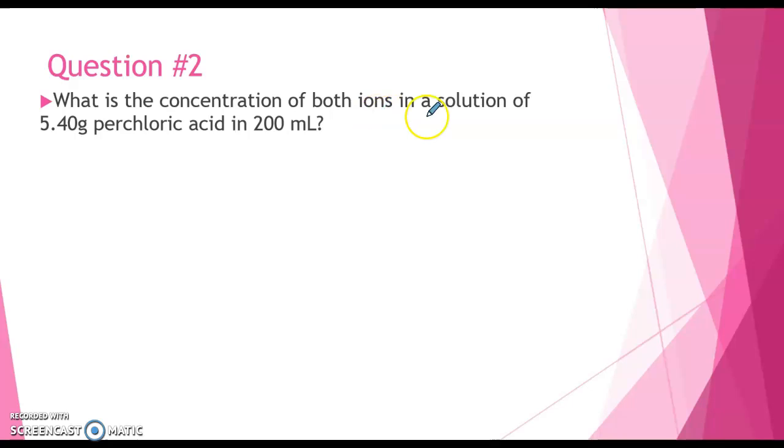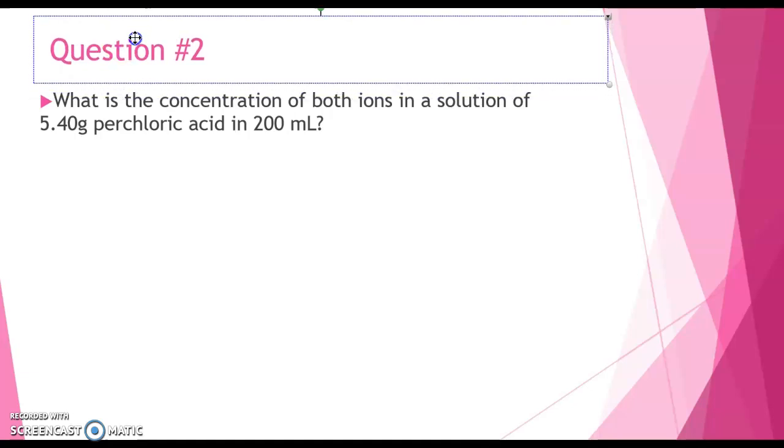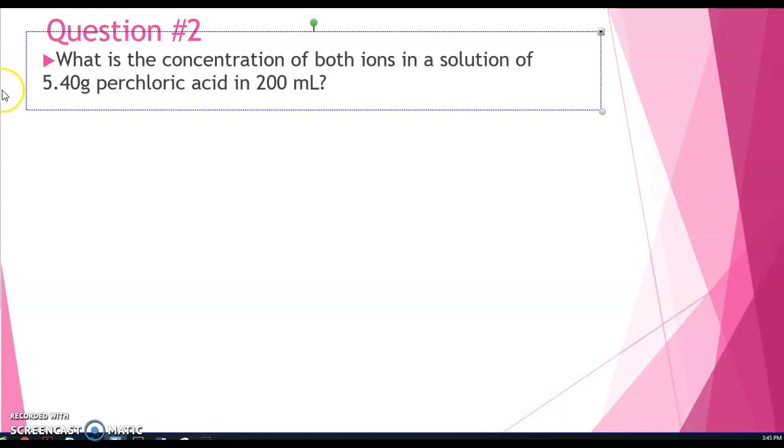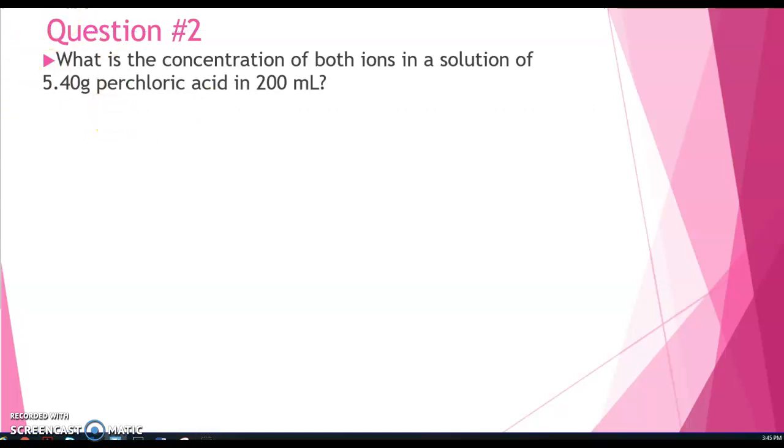what is the concentration of both ions in a solution of 5.4 grams of perchloric acid in 200 milliliters? So, little more complex question, but I'm just going to actually move this up for a second. Sorry. And now we have more room to write.